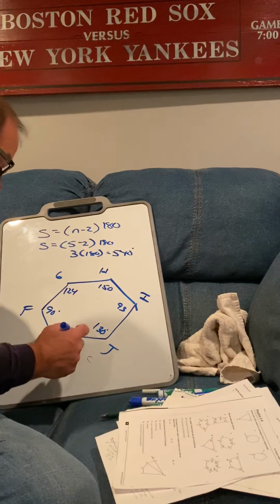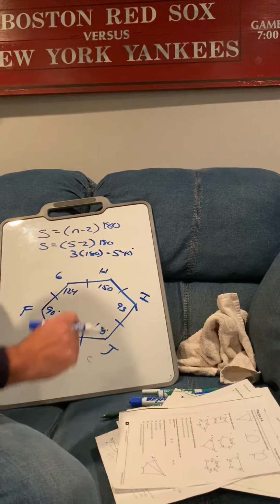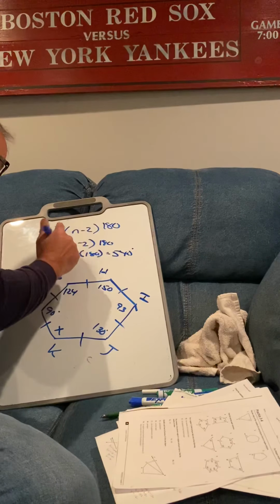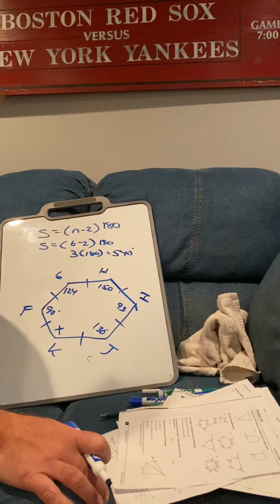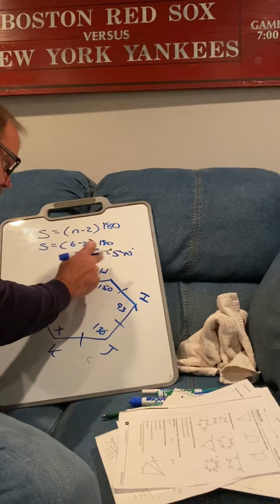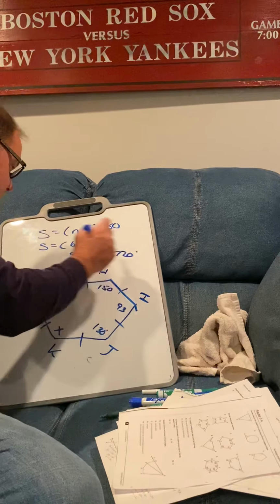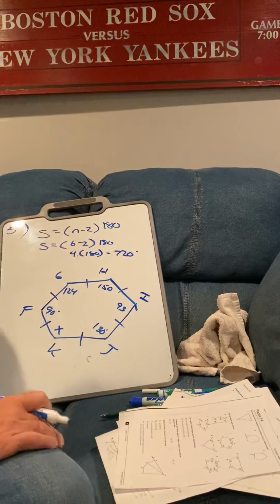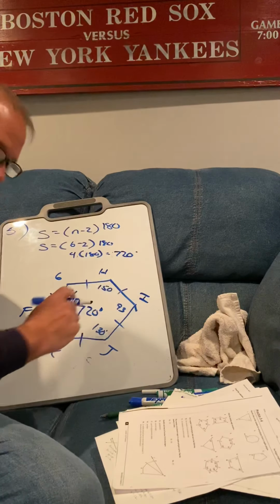Well, first off, count the sides. 1, 2, 3, 4, 5, 6 sides. So 6 sides is a hexagon. So let's put 6 into our formula. Number of sides, n. 6 minus 2 is 4. 4 times 180 is going to be 720 degrees. So this whole figure has 720 degrees in it.